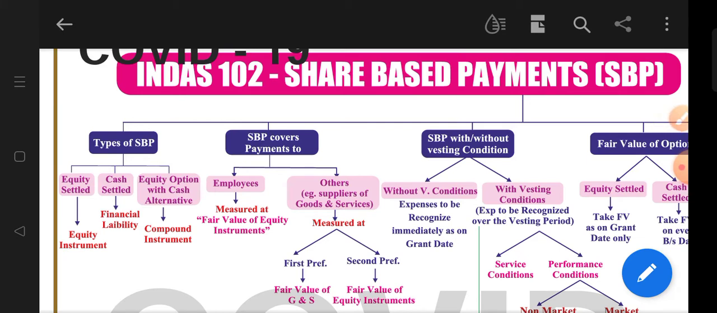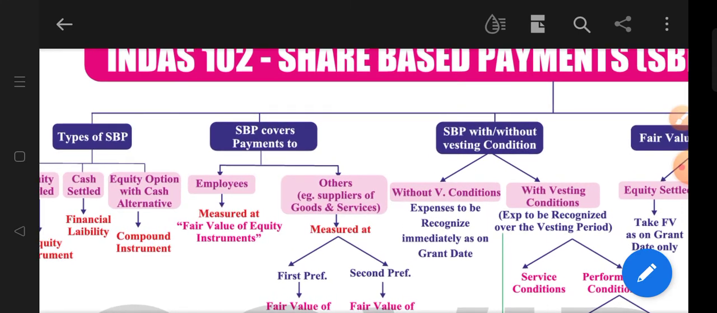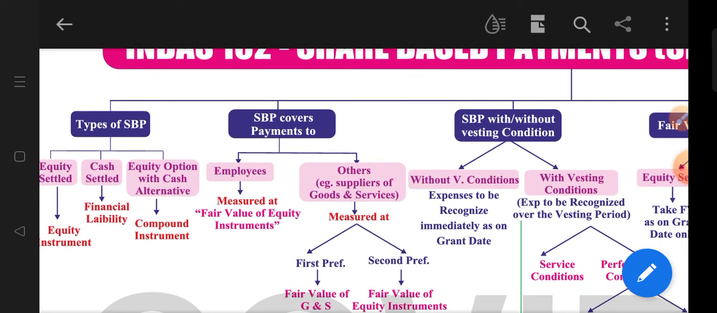If it is equity plus cash, either they can exercise the equity shares or they can exercise the cash. In that case, they have to treat that as a compound instrument. Then share based payments cover payments to the employees and also to others.